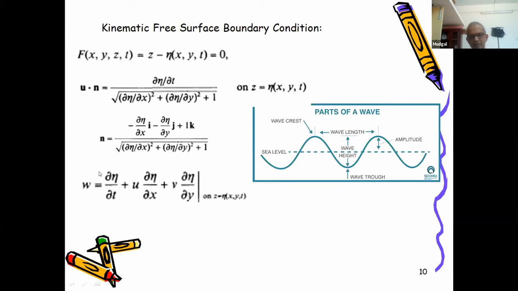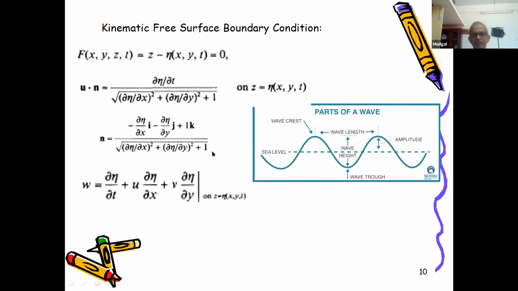And when you finally substitute, you would get the kinematic free surface boundary condition as w, which is nothing but the velocity component in the z direction, equal to del eta by del t plus u into del eta by del x plus v into del eta by del y. So you can see here that these two terms are nothing but the convective terms, and this is the local derivative of the displacement of the free surface from the still water level. Okay, so this is the kinematic free surface boundary condition.